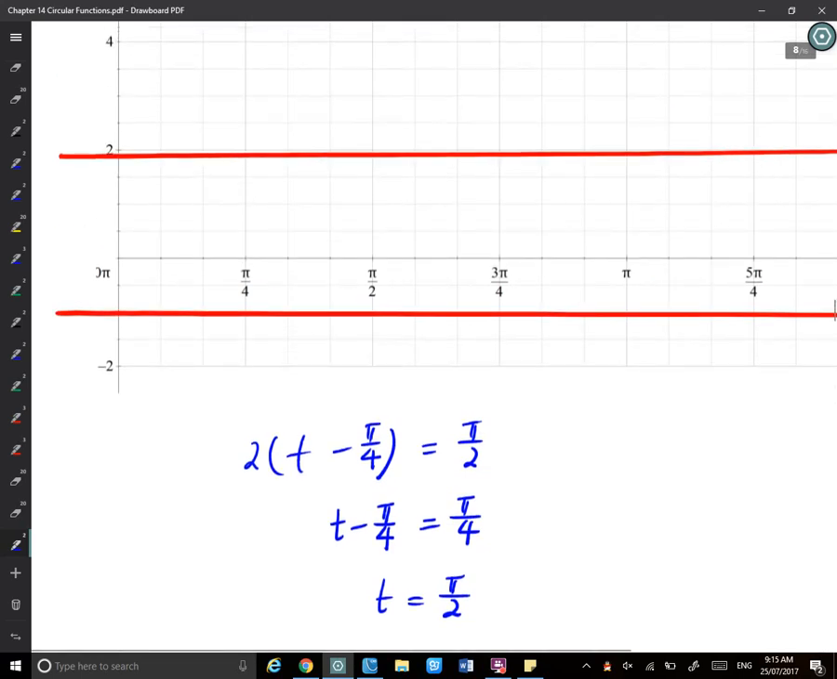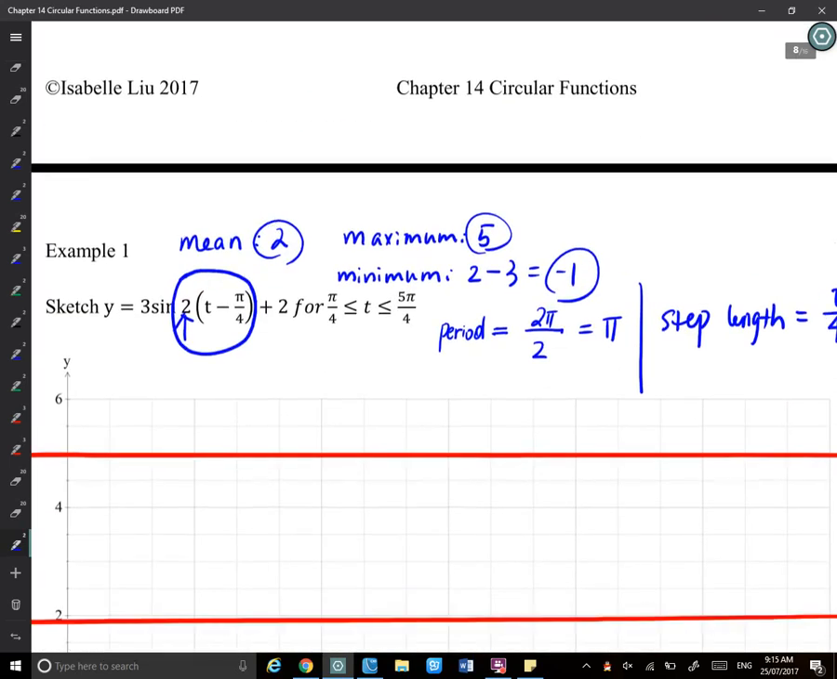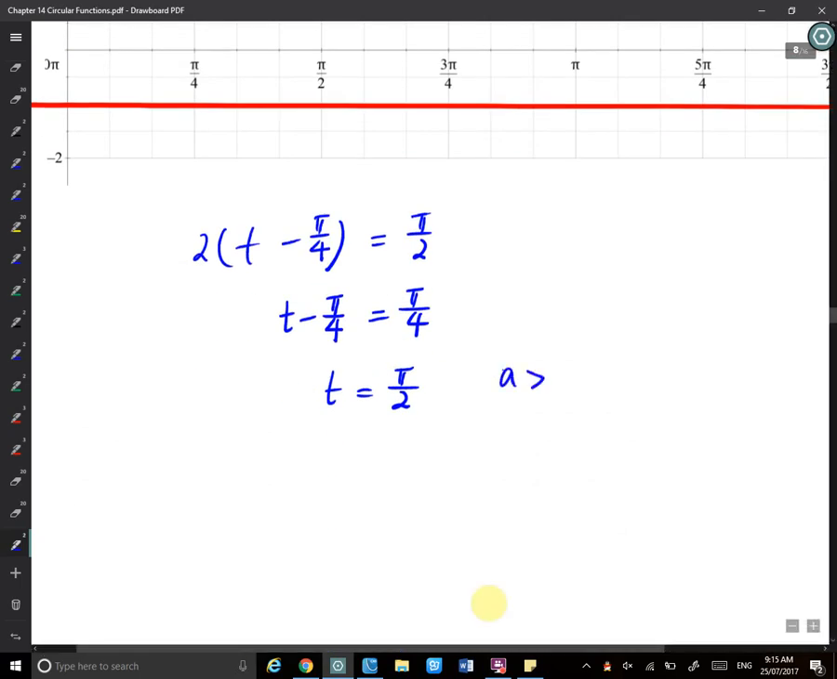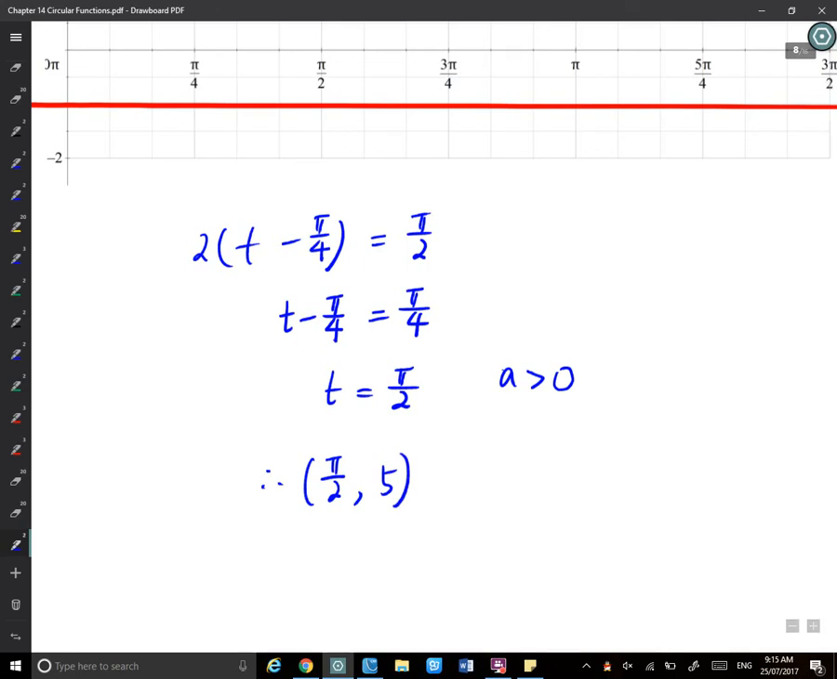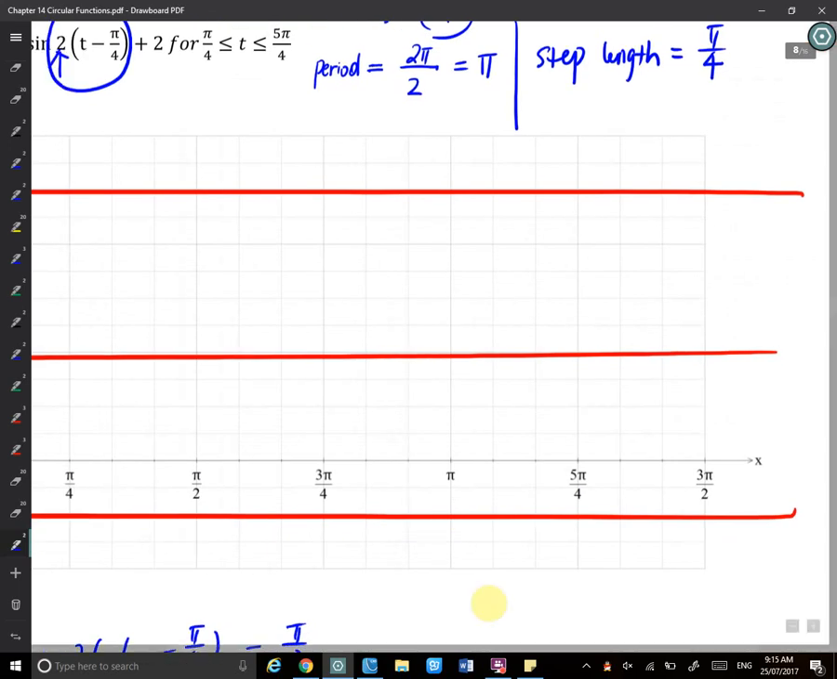Do you have a positive a value or a negative a value? Positive, which is 3. So a equals 3, which is positive, so I will have a maximum point. So pi over 2 will get a maximum. Maximum is 5, so I will have these coordinates. That's my first point. I will label my first point: pi over 2 and go to the max.